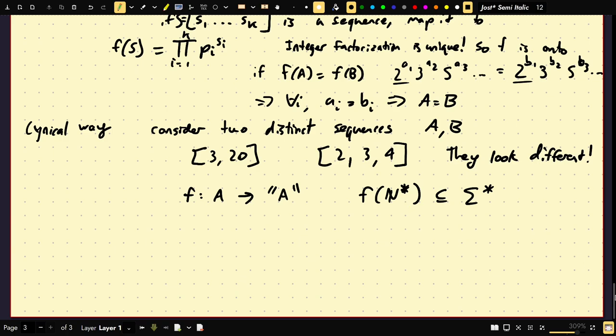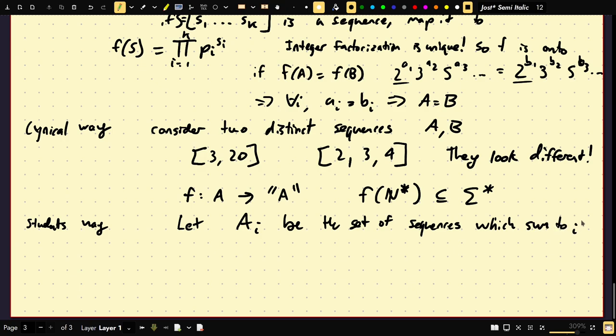Here's another way a student did in office hours last semester for this problem. I don't remember her name. Let's say the student's way. But it was correct. Let A_I be the set of sequences which sum to I. Clearly each sequence must sum to something. So N star is equal to the union for I equals 1 to infinity of A_I. Each A_I is not only countable, it's finite. There's a finite number of elements. Recall each element of the sequence is positive because these are natural numbers.